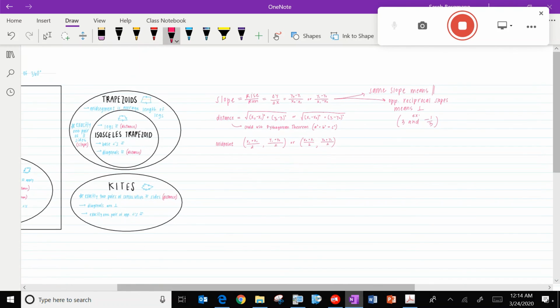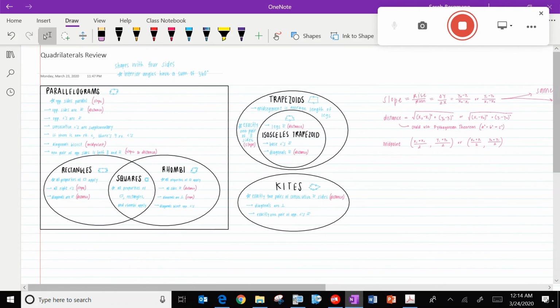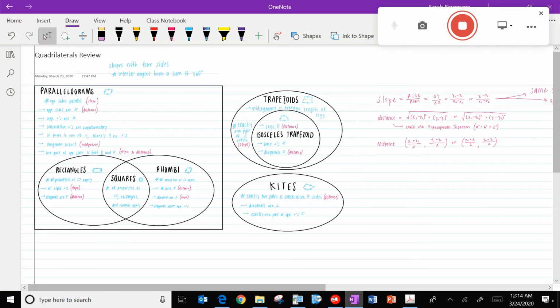All right, I think that's about everything you need to know for quadrilaterals. Study this, write it down in your notes, make sure you know it. If there's anything I missed, let me know.